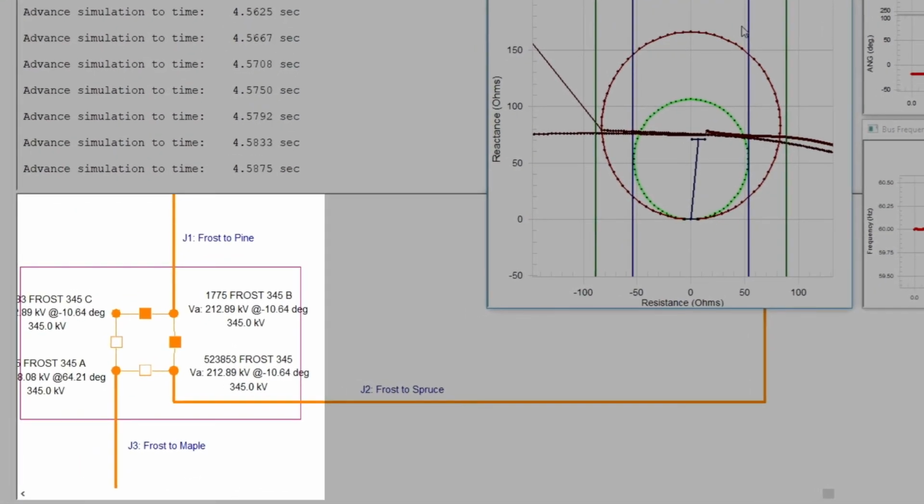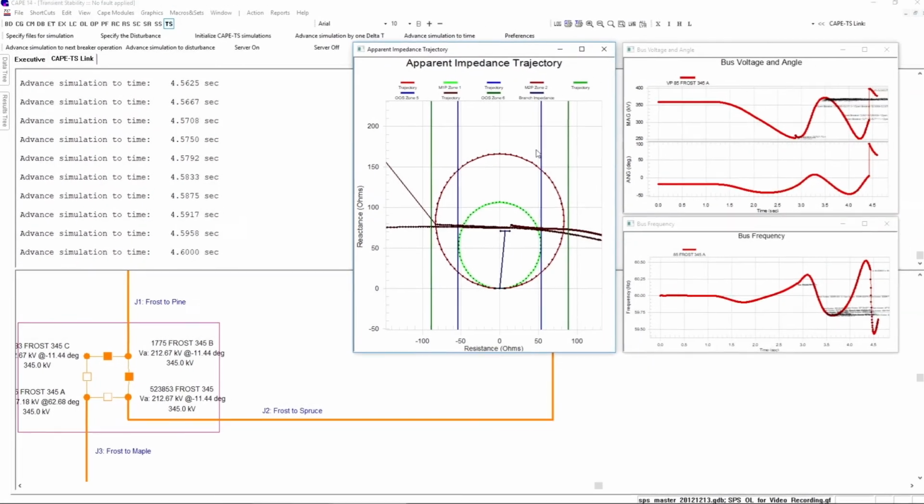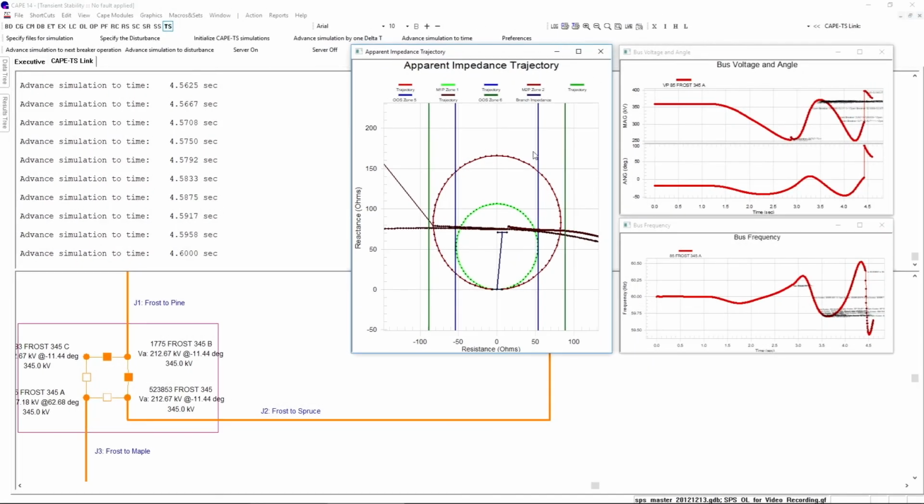The last remaining 345 kilovolt tie line at substation Frost is tripped on out-of-step. The utility network is now separated from the regional interconnect. This PSS CAPE TS-Link simulation successfully reproduced a very interesting event. This protection misoperation was only part of a cascade of misoperations that led to the entire network being islanded.